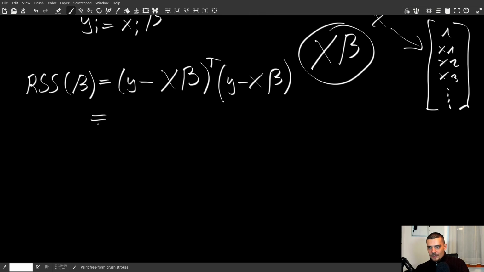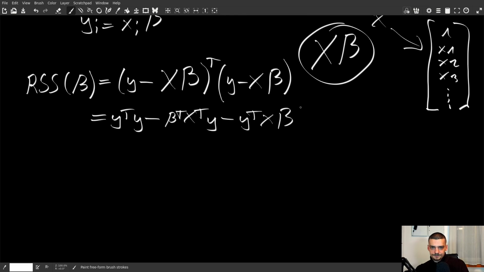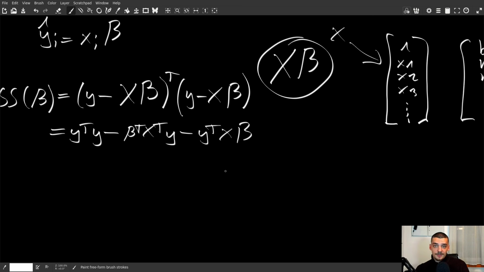So I can say y and y, it's basically just y transposed y. Then minus, and I can say here, it's going to be this transpose, so it's going to be beta transposed x transposed y. And then we can say here y transposed x beta. It's not going to be the perfect notation, by the way. I'm sure I'm making some mistakes here. Also, I'm not a mathematician. I'm just a computer science guy. But I think I'll do decent here.